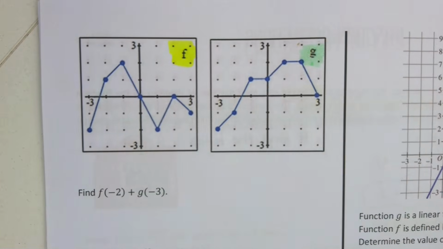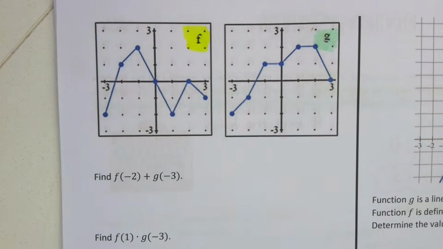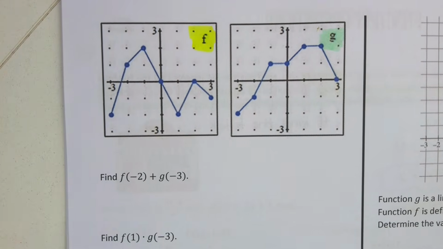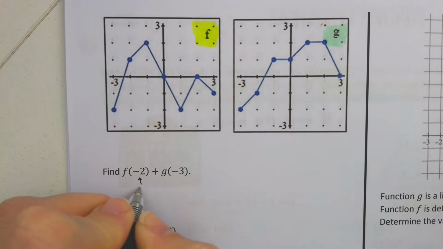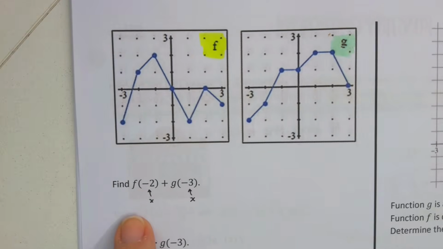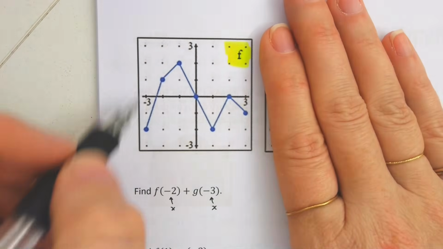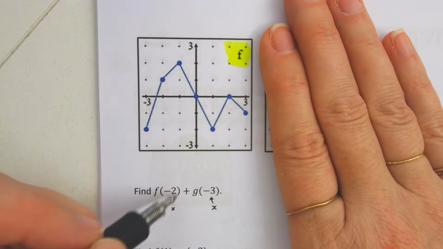There it is. I'm going to do the first one for you just in case, because it is a little bit different than when you have it on a table. For f of -2, again, both of those numbers inside represent the x values. This is an x value. So for f of -2, I'm going to look on the f graph for a point that has an x value of -2.